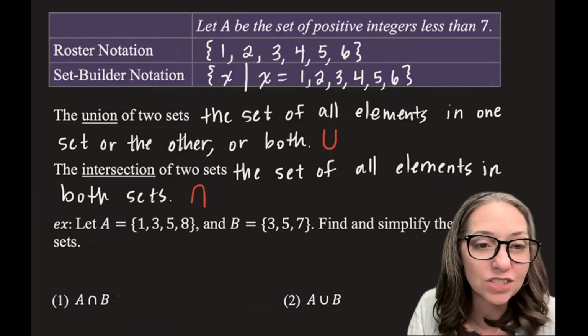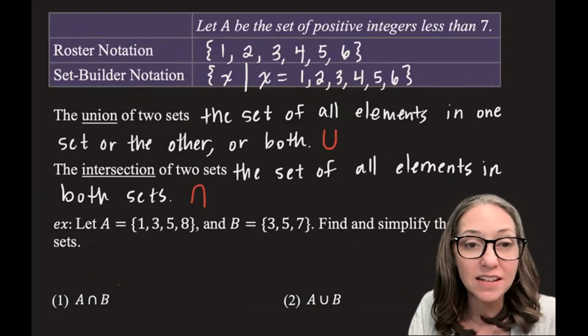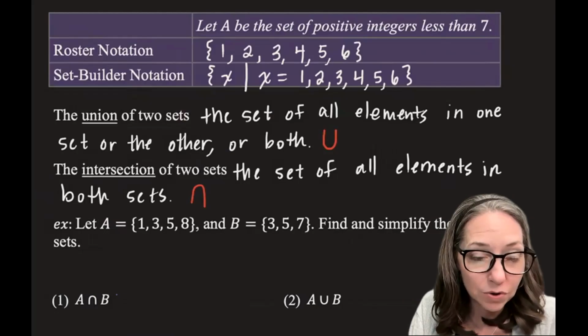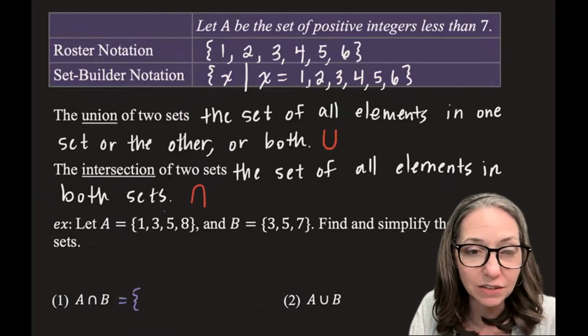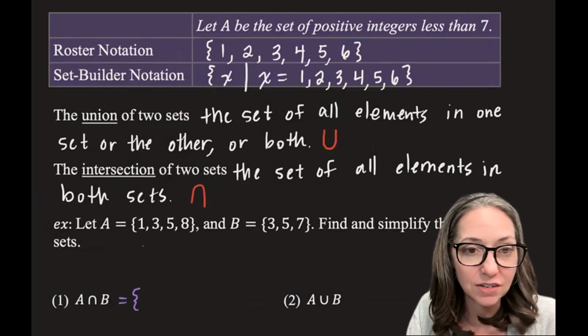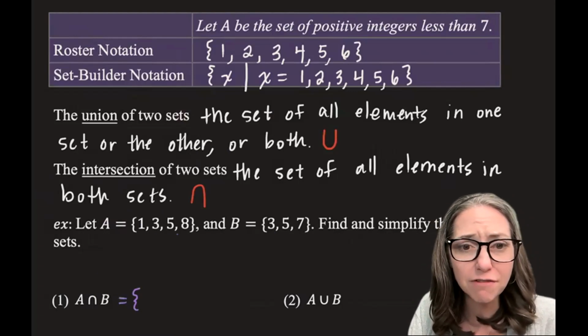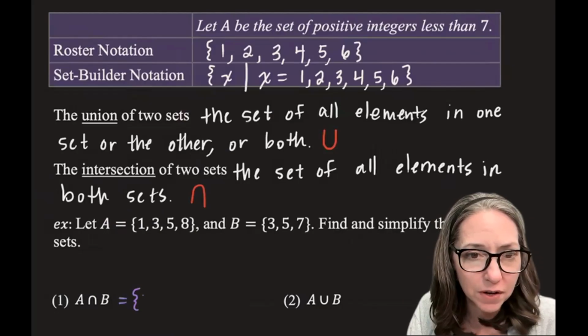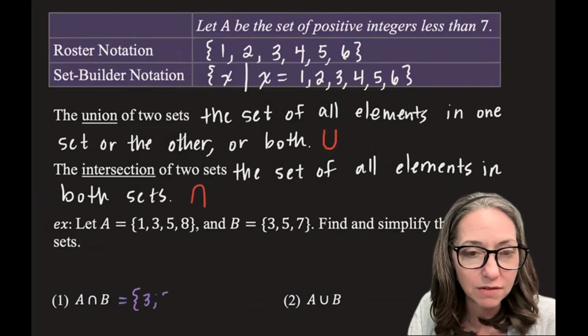All right, A intersect B, that's the set of elements that are in both sets. So scanning along, element 1 is in A, but it's not in B, so it is not in their intersection. 3 and 5, however, are in both, so that set would contain both 3 and 5.